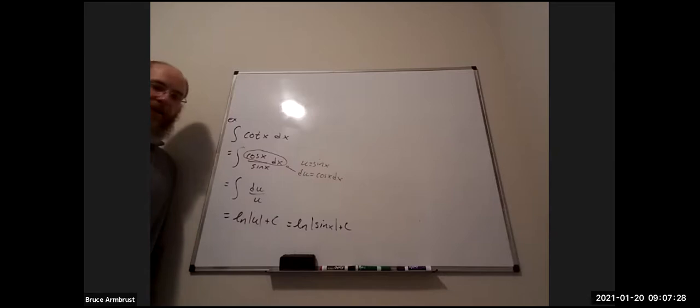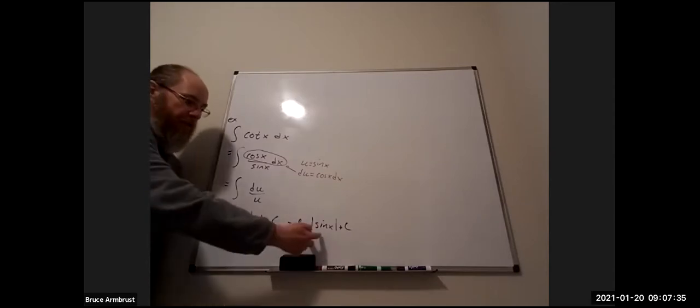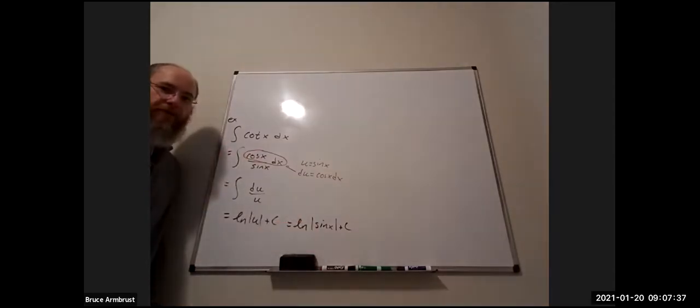So it's a nice little trick. Gets us the integral of cotangent. So this is the function whose derivative is cotangent. It's the natural log of sine.